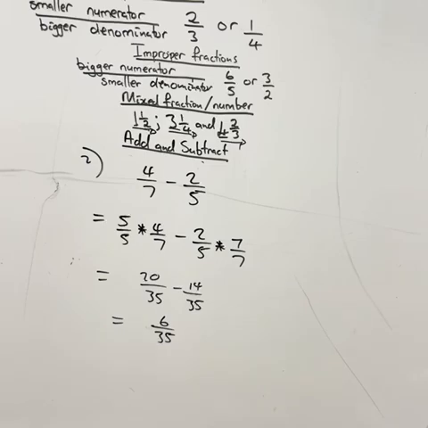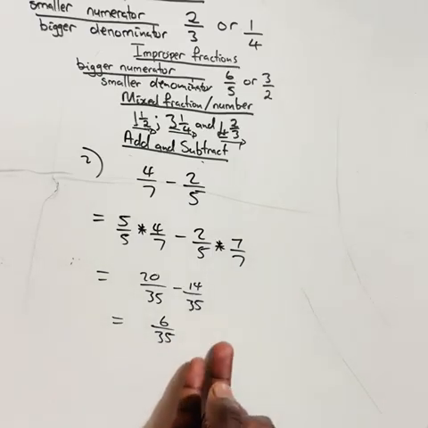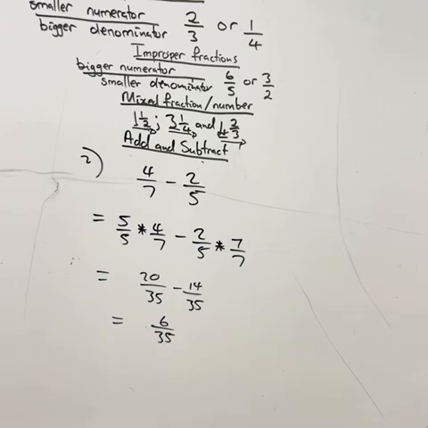Now I have to ask myself a question. 6 over 35, is there a common factor besides 1? The answer is no. Why? 35 is divisible by 5, whereby it doesn't leave a remainder. Whereas 6 is divisible by 3 numbers besides 1, which are 2, 3, and 6, right? And they're not common. So 6 over 35 is your final answer.